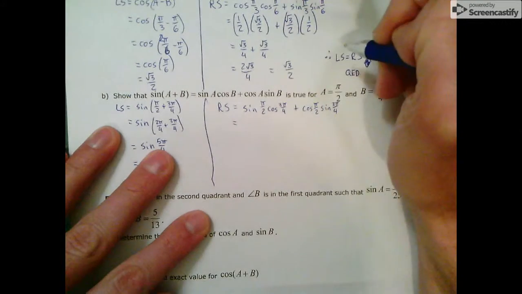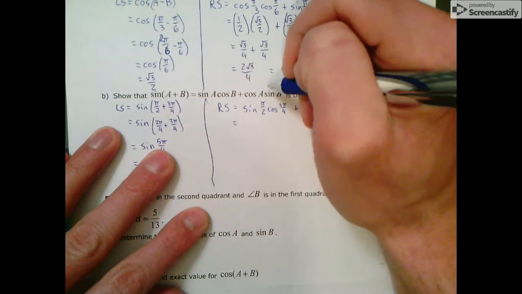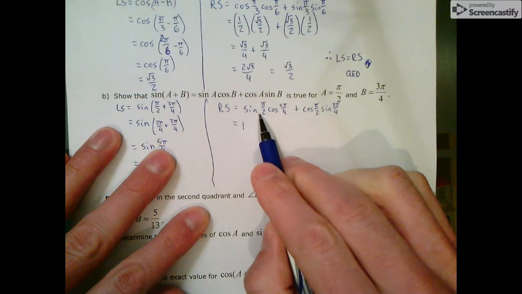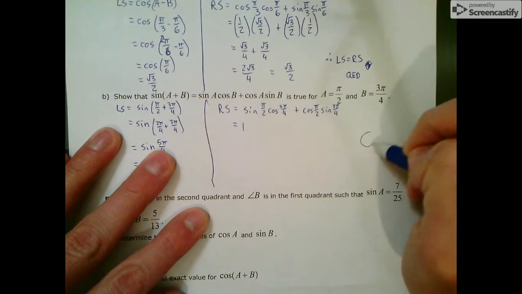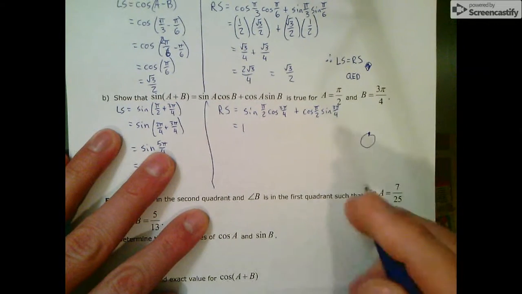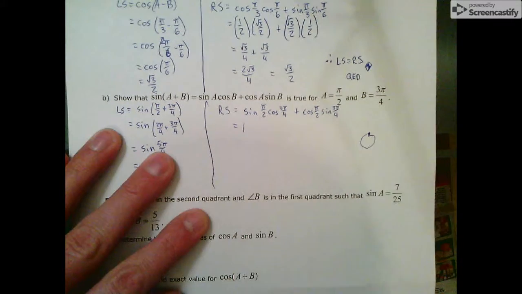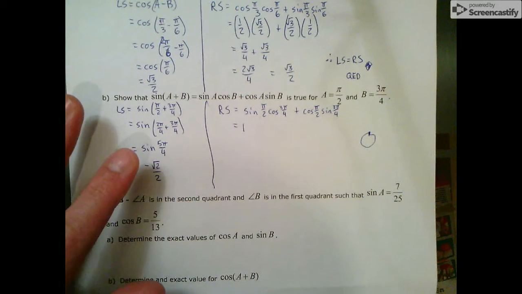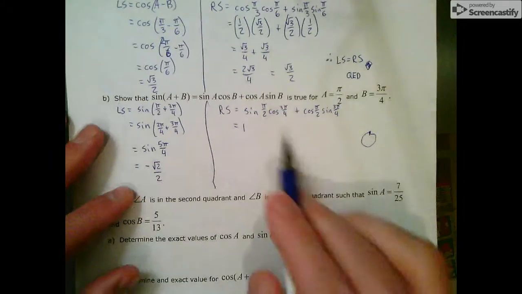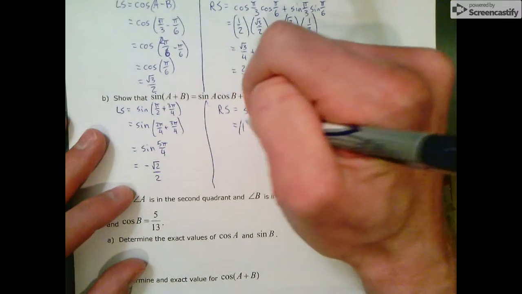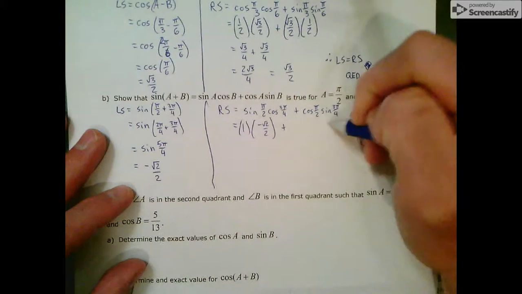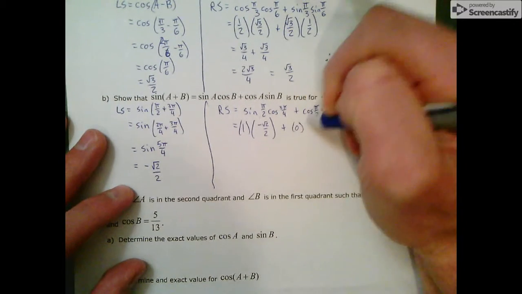And I get the sine of pi over 2 is going to be 1. Can't actually use special triangles for that one. We have to remember that's the 90 degree, right? So there's our circle, it's here on top. So sine is 1. And the cos of 3 pi over 4, well, that's second quadrant. Same as pi over 4 in the first quadrant, only second quadrant. And cos in the second quadrant we know is negative, so it's negative root 2 over 2, plus the cos of pi over 2, which is 0.